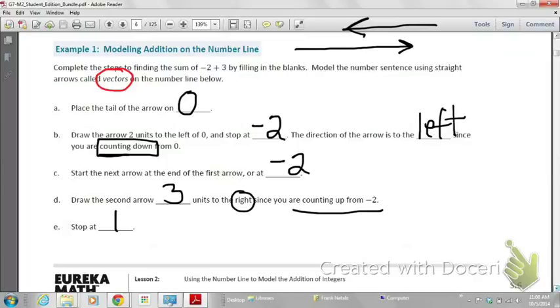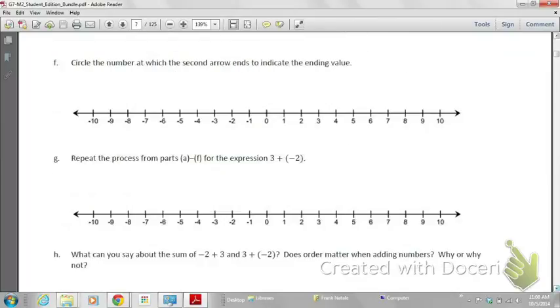Let's take a look at what that looks like on the number line. Here's your number line. Let's do what we just did and draw some vectors. You can do this with me, and at some point you'll have to do this on your own. Start from 0 and go to the left, -2.